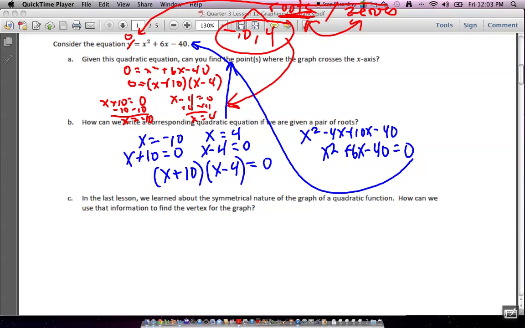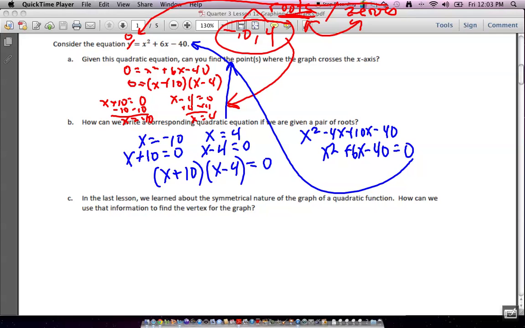So the point being, not only can you start with the equation and figure out the roots, what is it also possible to do? Start out with the roots, and then what? Figure out the equation by working backwards.